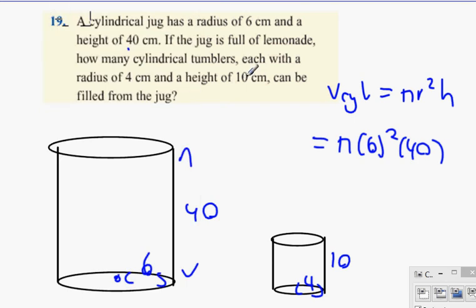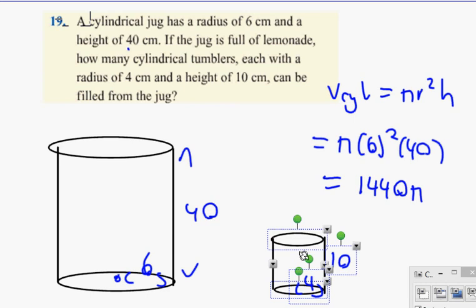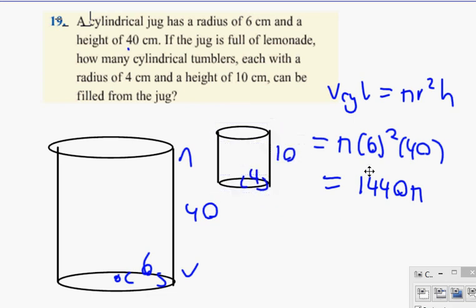Did it ask me to use pi as something else this time? No, it didn't say what to use it as. So if it doesn't tell you, use the calculator. If it doesn't specify 22/7 or 3.14, you always use the calculator. So that's the volume of the large cylinder.